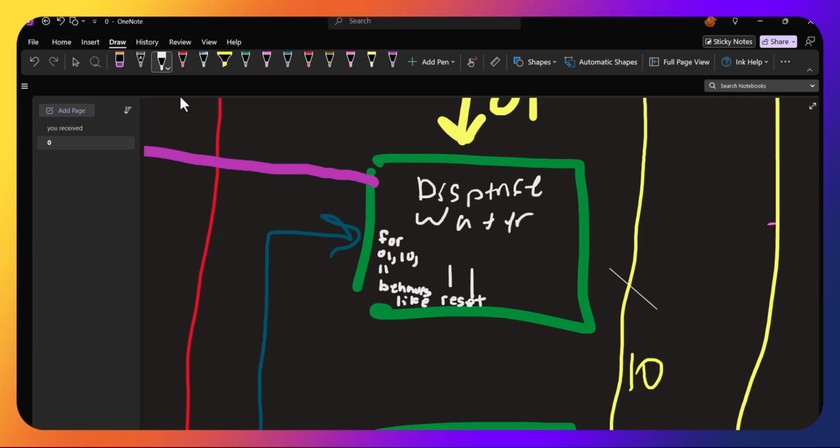Rather than drawing a bunch more arrows, I'm going to say that if I get 0, 0, go back to reset, but for anything else, I'm going to behave as if I was at reset.